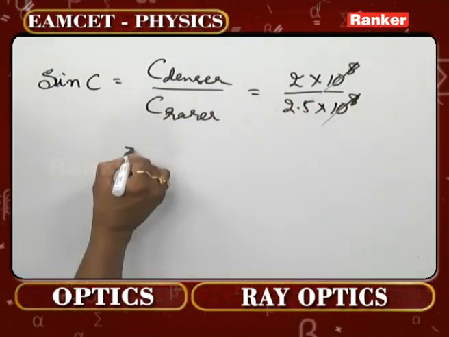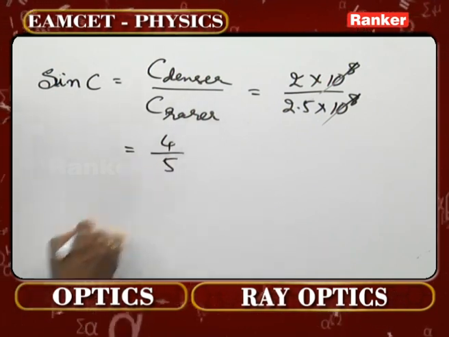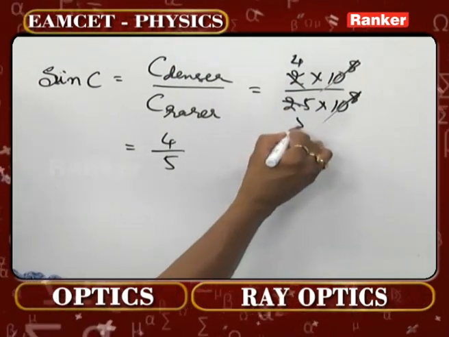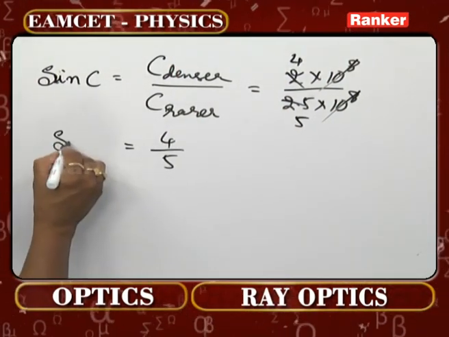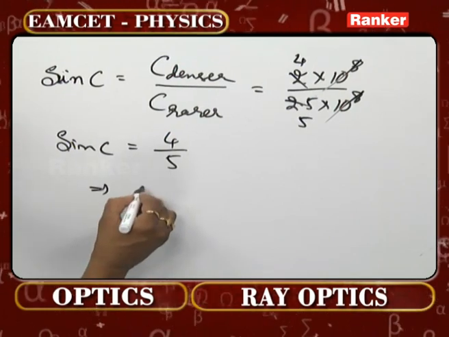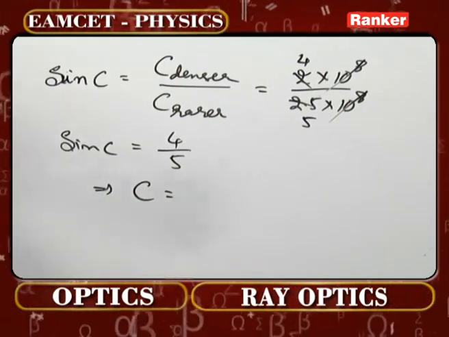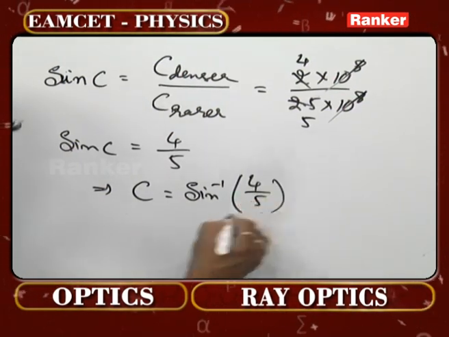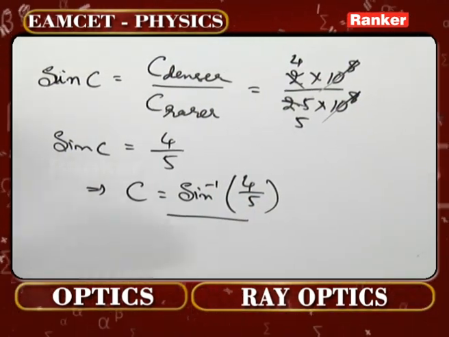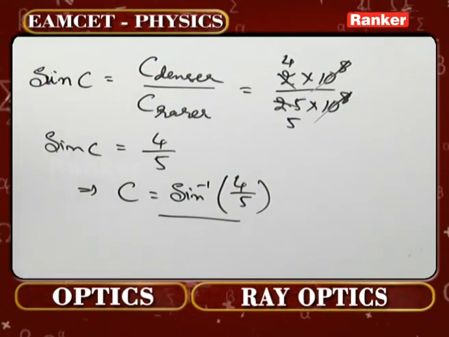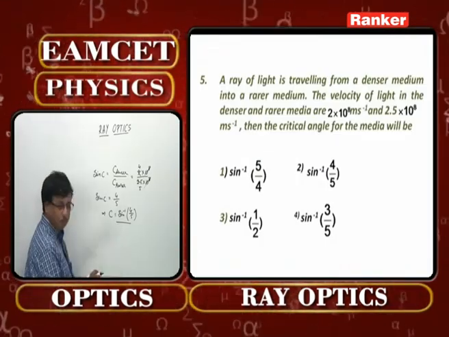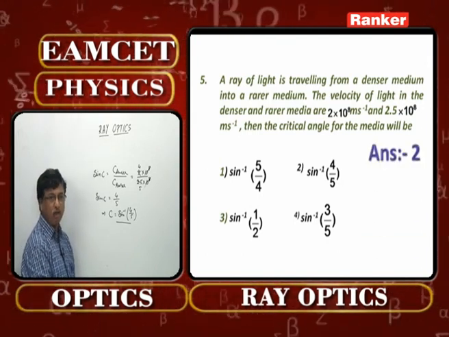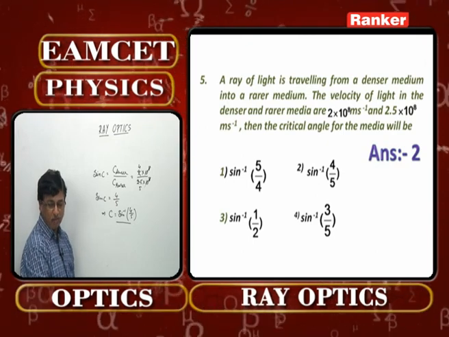So 2 by 2.5, can't you simply write 4 by 5 please? Because 0.5 cancels here 4 times, and 0.5 cancels here 5 times. So sin C now is going to be 4 by 5. What is the critical angle, the question for us? So sin inverse 4 by 5 must be the corresponding critical angle in this particular problem. Look at question number 5, sin inverse 4 by 5. So the second option is supposed to be the correct option for this problem number 5.